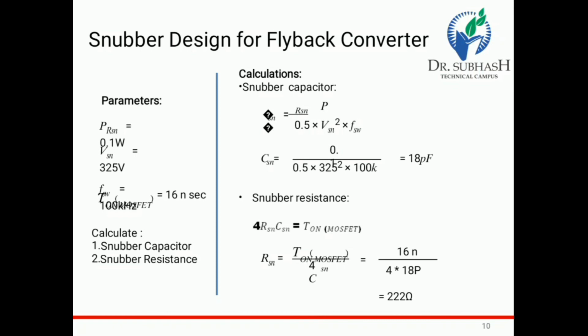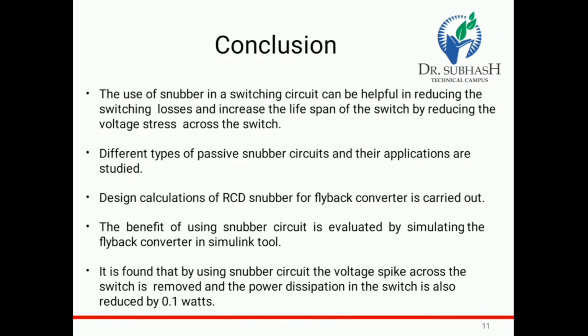Using these two parameters we can design this snubber circuit. For designing the snubber circuit for a flyback converter we need two parameters: the snubber capacitor and the snubber resistor. For this example the value of snubber capacitance is 18 pF and the value of snubber resistor is 222 ohms. So that is the finally the conclusion of the snubber circuit.